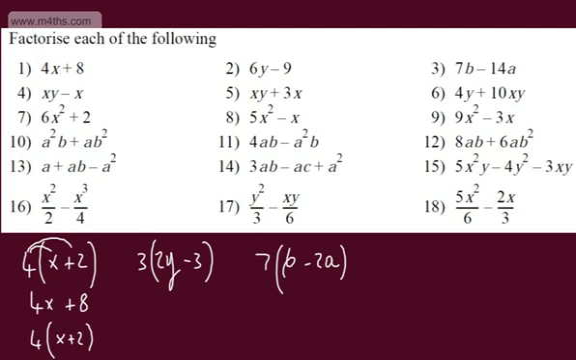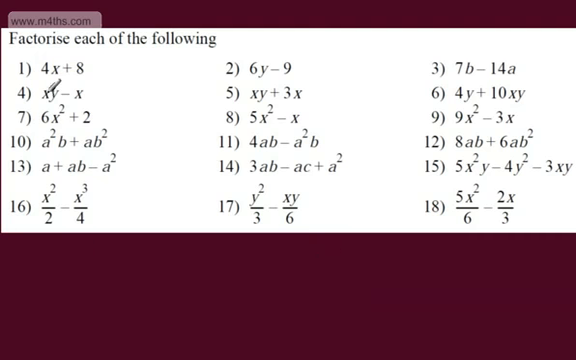Okay, let's move on. This time we've got xy minus x. X is common to both of these, so we take that out as a common factor. Y is not in both of these terms, so we're not going to take y outside. I open up my brackets. What do I need to multiply x by to get xy? The answer is simply y. What do I need to multiply x by to get minus x? The answer is minus 1.